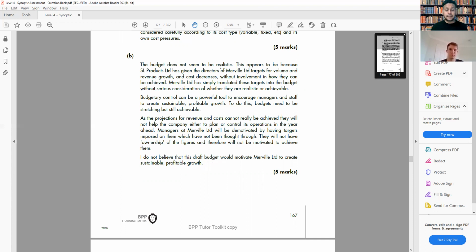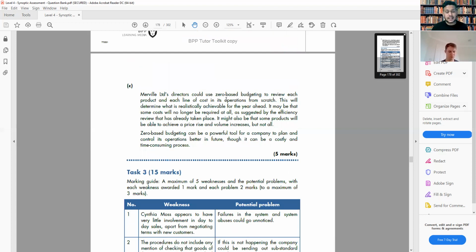If there is a high demand for skilled labor, or there is a shortage of skilled labor, how will my labor cost decrease? It will increase, because the demand will be more in future, isn't it? So you have to say this doesn't look realistic. This sort of thing you have to write for question number 2, and it is mainly the comment based on the scenario or based on the budget.